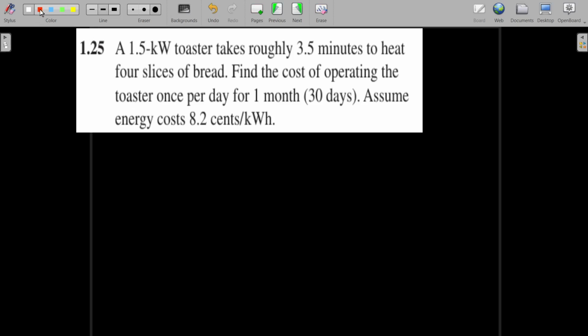Okay. So what is asked here? Cost. Find the cost. So we need to find the cost. This is the question. And what is all given here? A 1.5 kilowatt toaster. So that is the power. Power is 1.5 kilowatt.